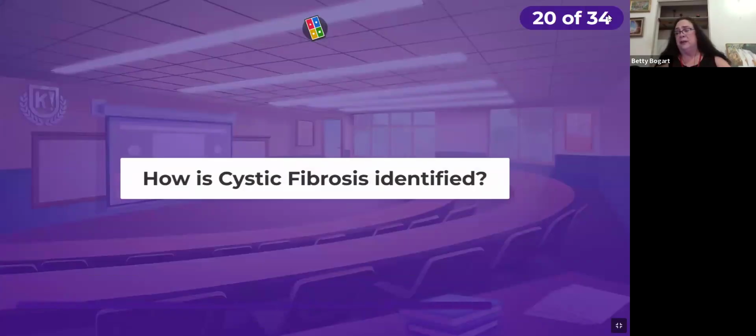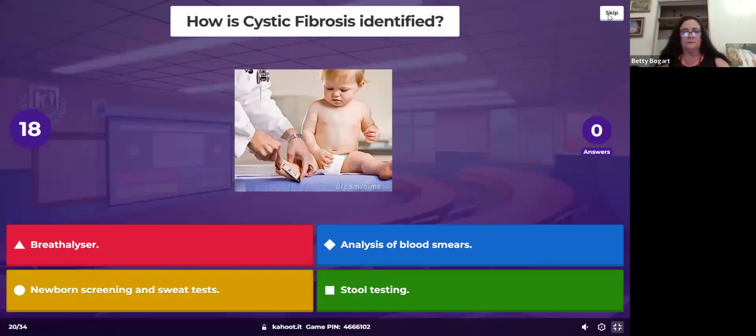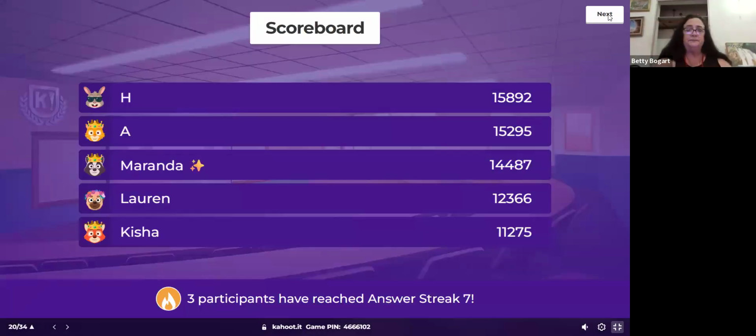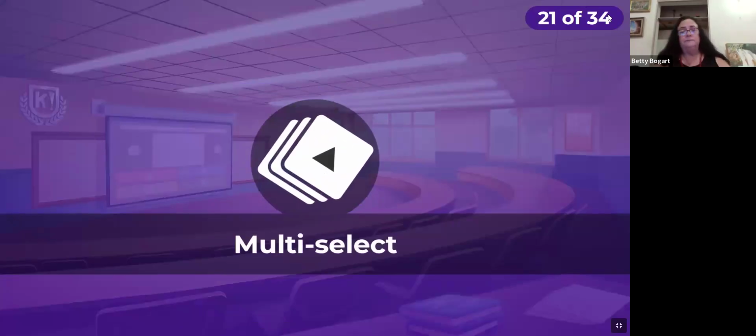How is cystic fibrosis identified? Remember with cystic fibrosis, if we don't know because we've done that screening before, remember meconium ileus. When we see no stool at birth for the first 36 hours, I say 2 days. If you don't see a stool, think meconium ileus, think cystic fibrosis, and we're going to do a sweat test. Looking for sodium, a lot of it.